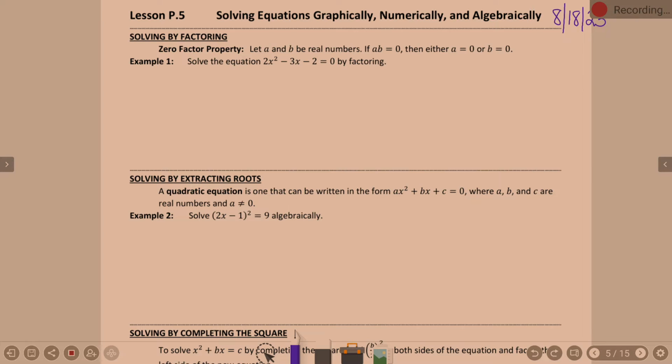When we talk about factoring, officially we're talking about the zero factor property, which says let A and B be real numbers. If AB equals 0, then either A equals 0 or B equals 0. Basically put, if two things are being multiplied and they equal 0, then one of them has to be 0. So, solving this equation by factoring: 2x squared minus 3x minus 2 equals 0.